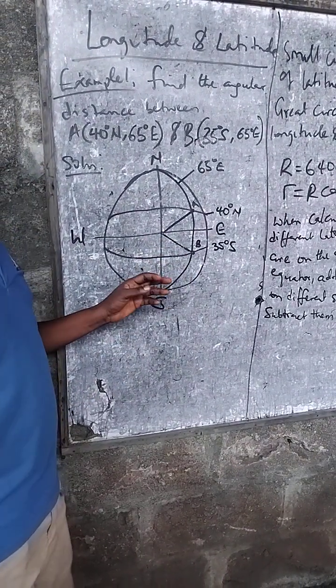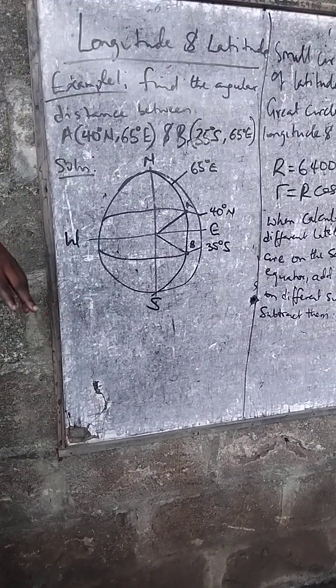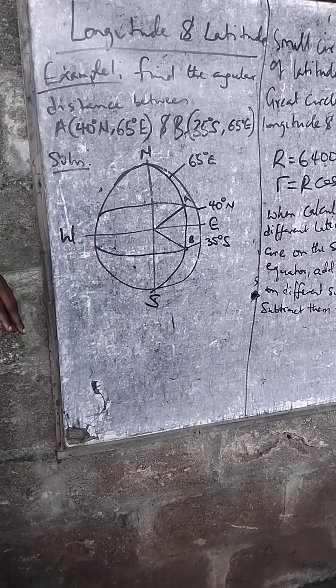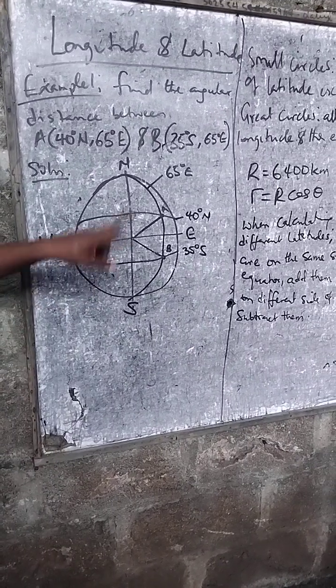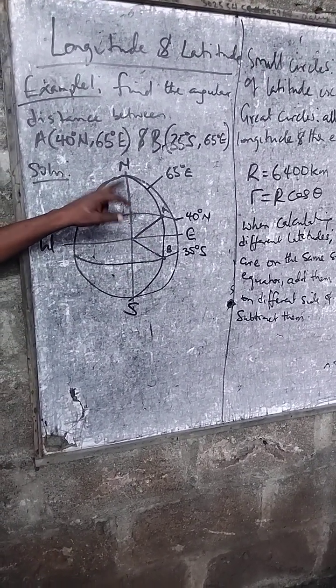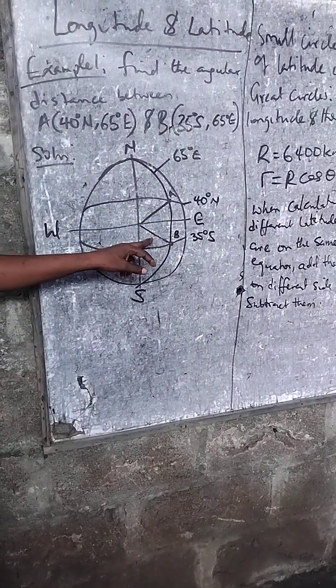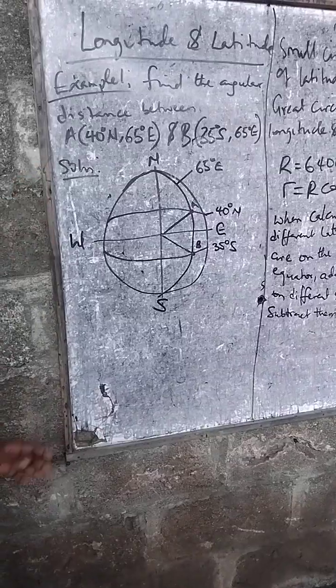Now, why is this line small? Let me just put it this way. You cannot say this line and this line are the same. They are not the same. This one is shorter. This one is shorter. So let's leave that aside. But what we want to establish is angular distance.